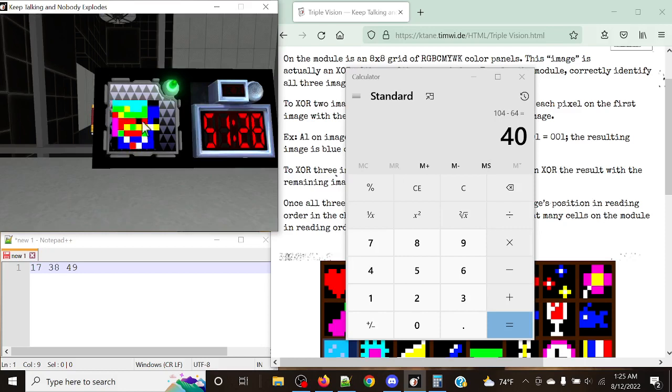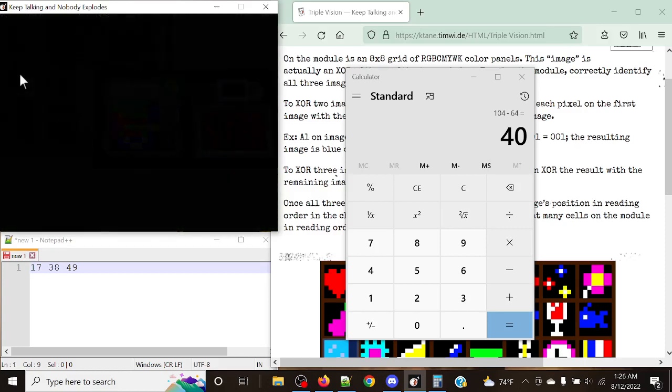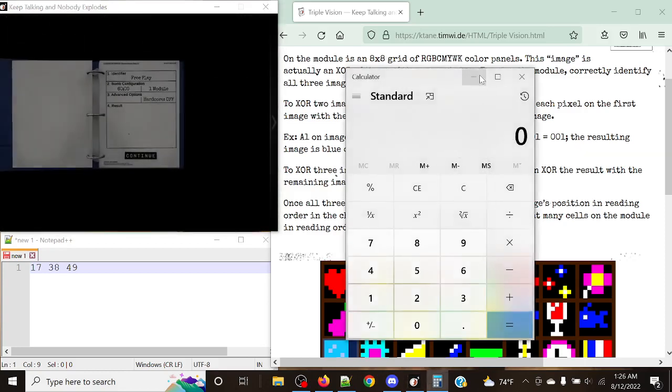And as you can see, it cycles through the 3 images that we just had there, as well as returning to the initial state. So that just confirms our answer.